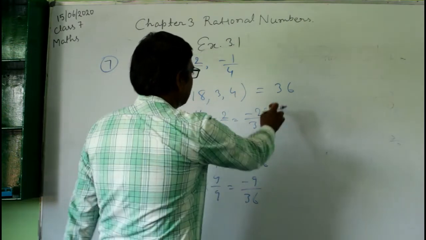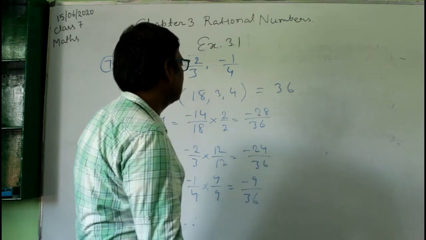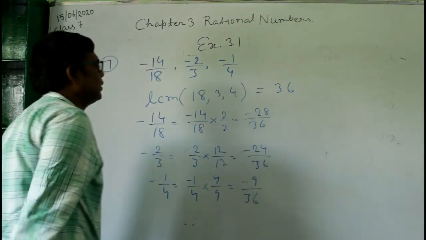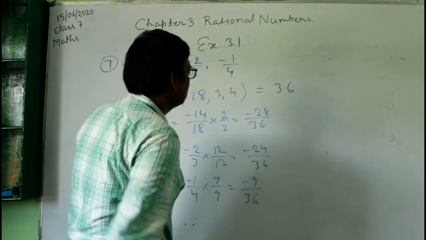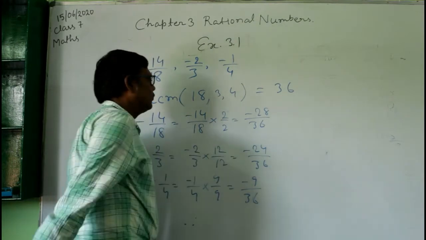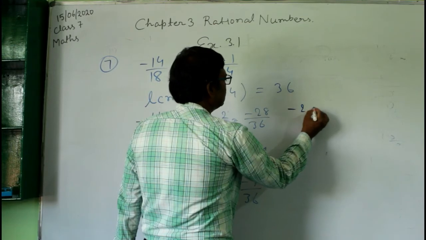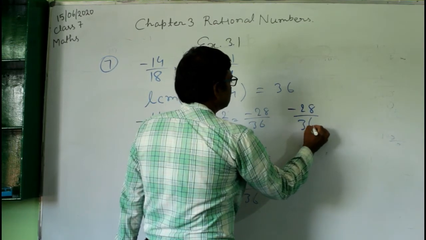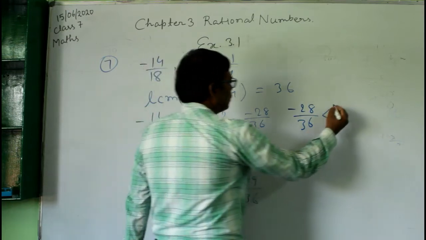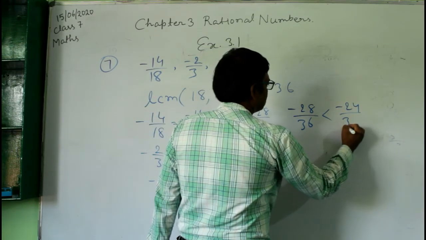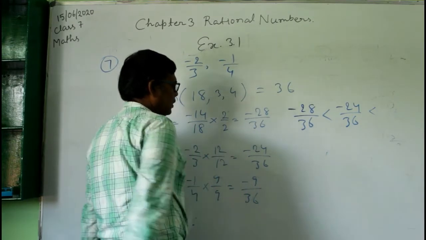In this case it is minus 28, then minus 24, and this is minus 9 here. Because we have to arrange the given numbers in the increasing order, first we will find the smallest number out of these three numbers. The smallest one is minus 28, so minus 28 by 26 is the smallest number. Then it is less than the next bigger number, minus 24 by 26, and the last number is minus 9 by 26. So this is the largest number.